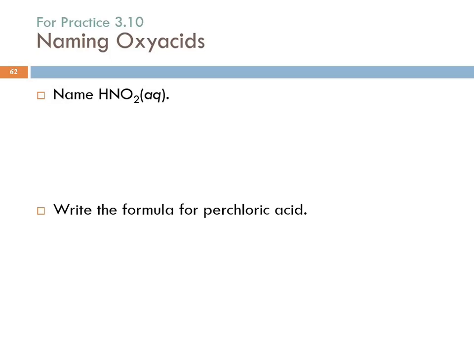Name this. Oh, question. So we don't put hydro? You do not put hydro. No. Hydro is for the binary acids, no oxygen. If there's oxygen, you don't use hydro. And that's hard to remember. But hydrochloric acid and chloric acid are different. So we have to be careful.